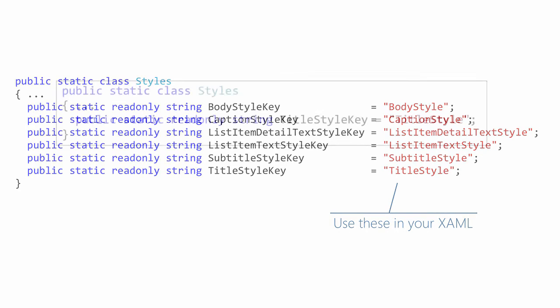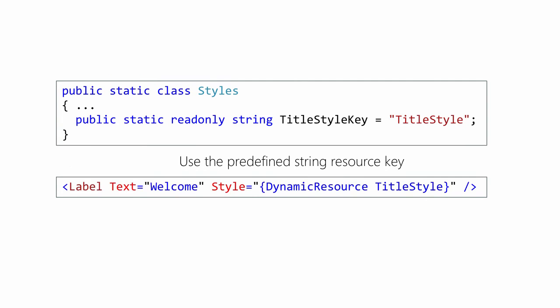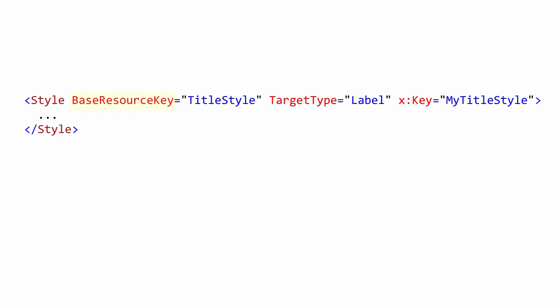To apply a built-in style, you use DynamicResource and the value of the style key. Using StaticResource to attempt to access a built-in style will yield a runtime exception. DynamicResource is required because these styles are generated via code and can change at runtime if the user changes their preferences. The BaseResourceKey is an alternative way to set the BasedOn style and is required when working with a built-in style as your base.